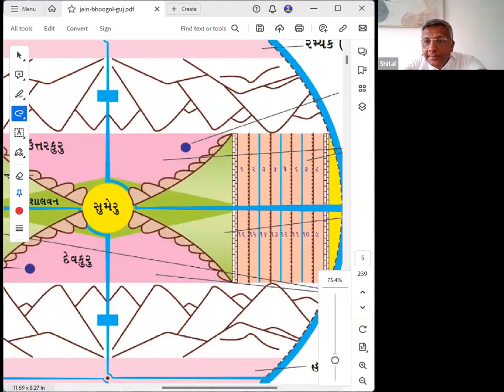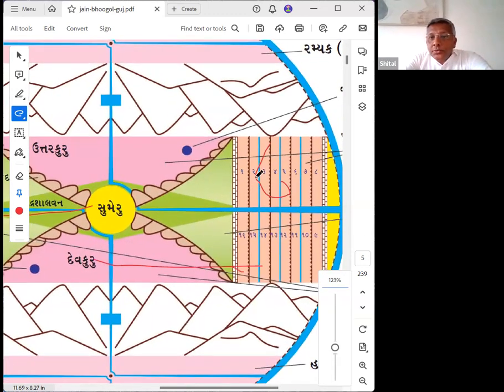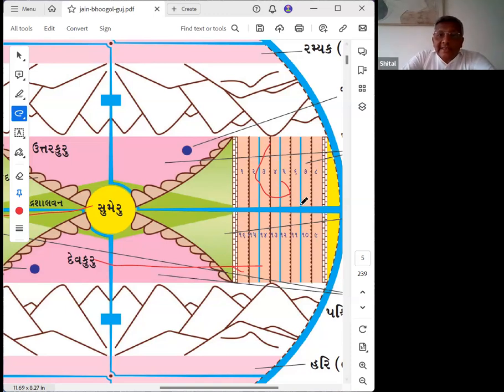You see some numbering here? 1, 2, 3, 4, yes. So it runs clockwise, 1, 2, 3, 4 to 8, and then 9 this way. So it's clockwise, 1 to 8 and 9 to 16. This is on the west, this is on the eastern side. So there are 16 nagaris. These are the 16 big cities of Videkshetra.